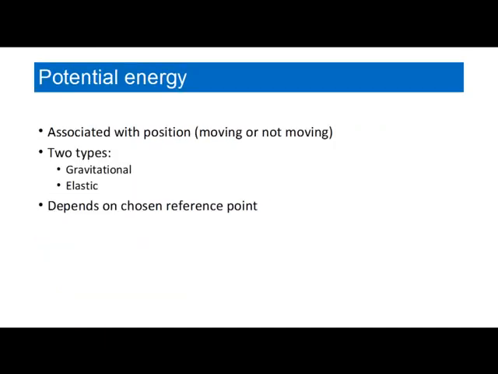The potential energy is associated with position. Whether the object is moving or not, it's not relevant. We identify two different types. One is referred to as gravitational potential energy. The other one is referred to as elastic potential energy. And the one thing to keep in mind is that potential energy depends on the chosen reference point, and we'll illustrate that problem a little later when we go into specific examples.